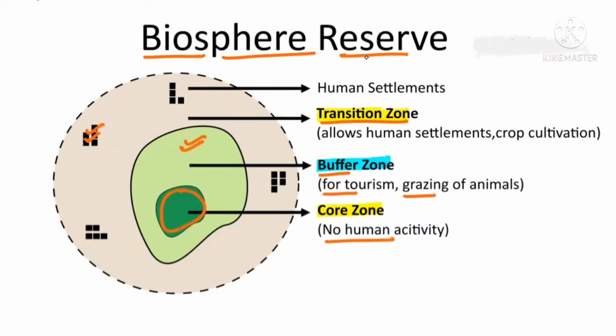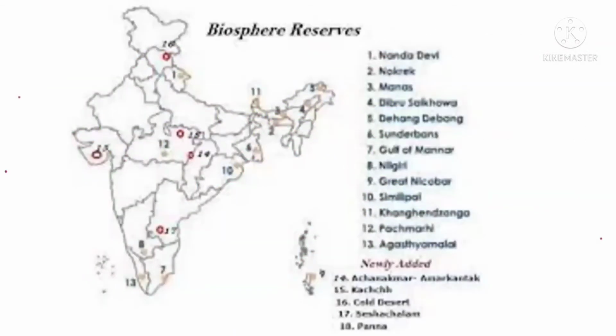Now let me show you how many biosphere reserves are in the country. Now see beta, this is the list of the biosphere reserves of India. Our NCERT is telling us 14 biosphere reserves, but the latest till now is 18. This Panna is in MP. So the list is there. You don't need to learn this list. You should just know the number, how many biosphere reserves we have.